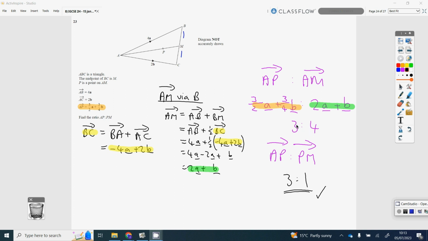So what we're saying is the ratio of AP to AM is 3 to 4, okay? 3 and then 4 all the way. So the PM bit must be the ratio of 1. It's a ratio of 3 to 1, which overall would be 3 to 4. So our final answer, the ratio of AP to PM is 3 to 1.